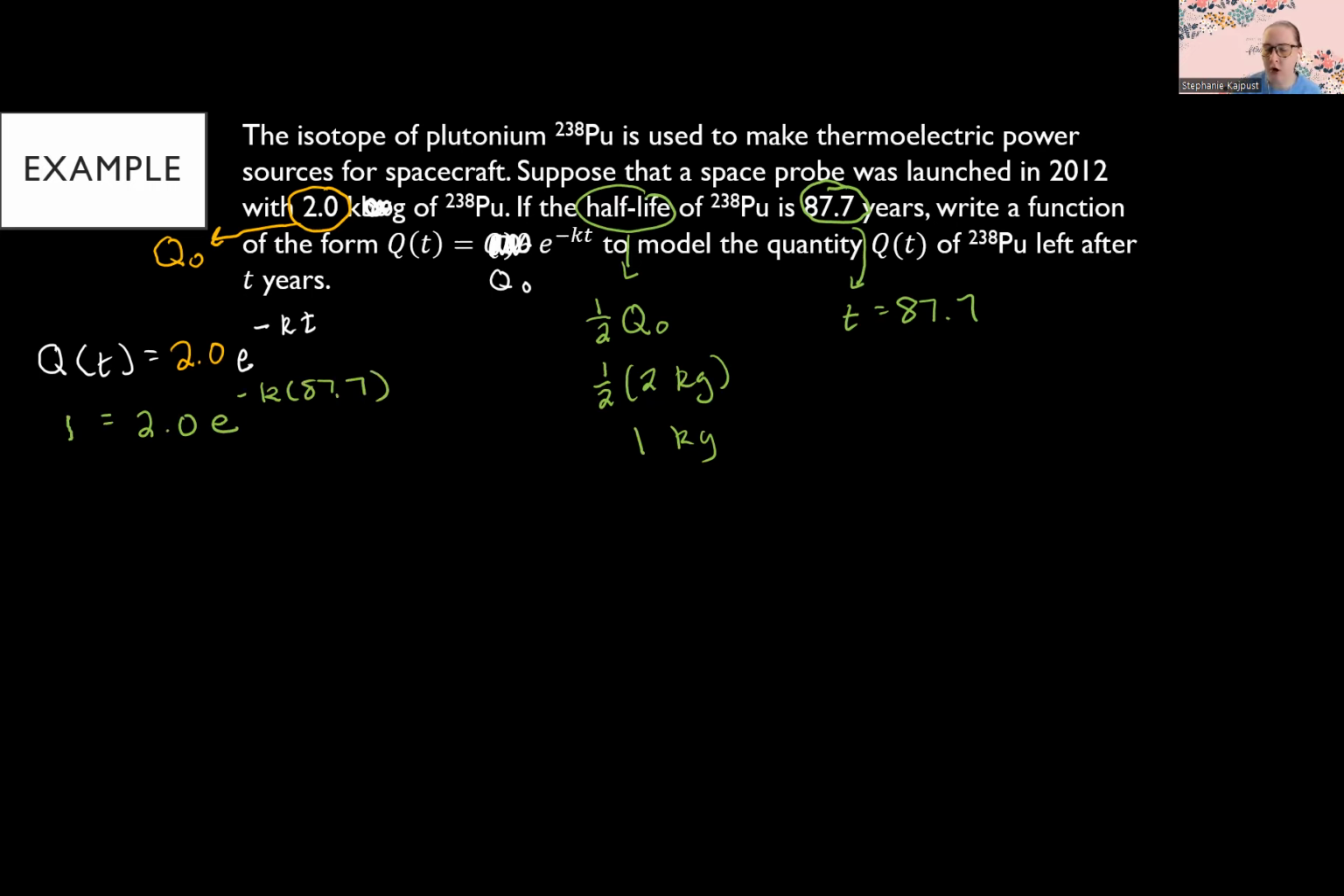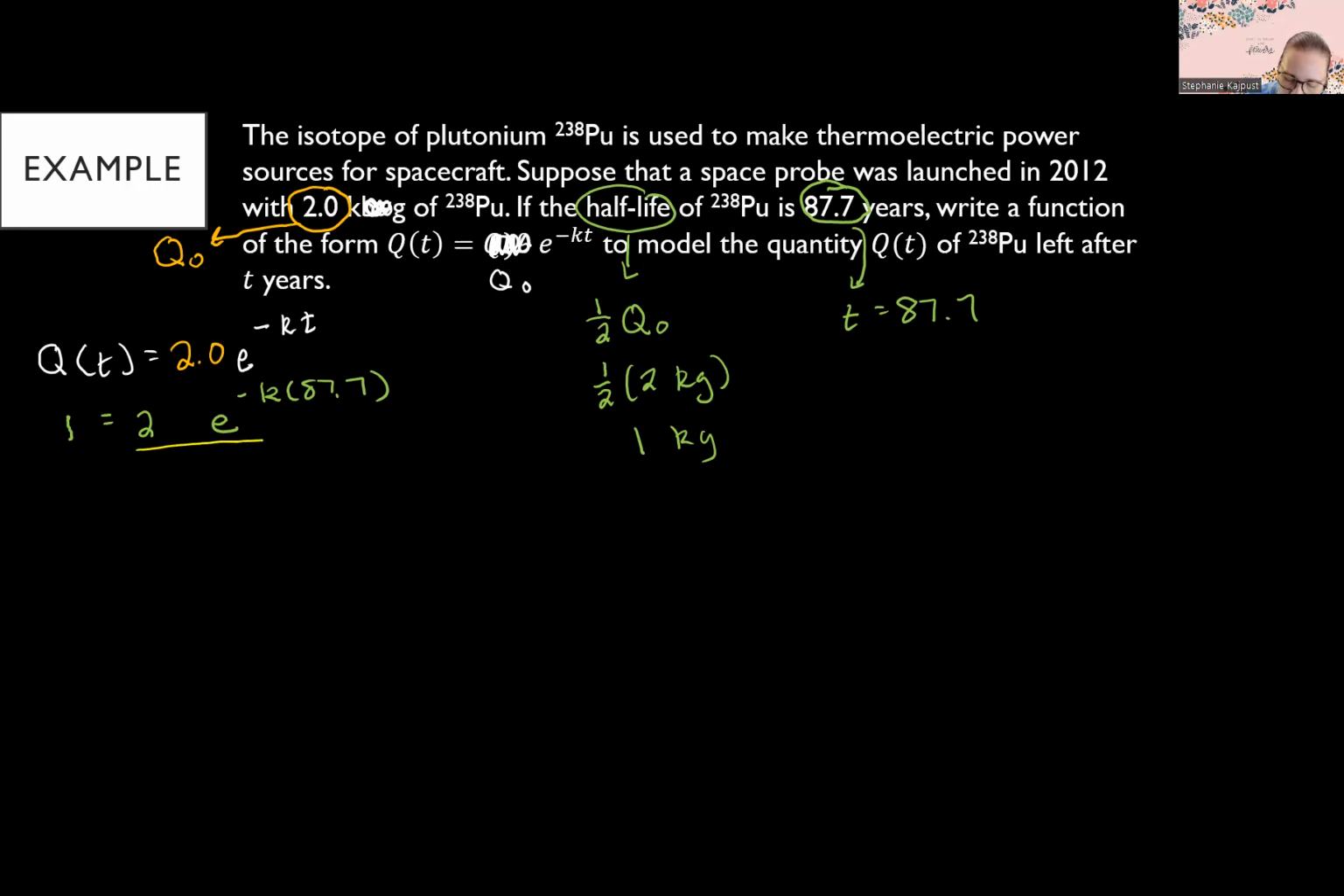So I plug in 1 for my Q, because that's after whatever, and I don't have to use 2.0. I can just use 2. 1 equals 2 times e to the negative k, and then we're plugging in for t 87.7, because that's after how many years we get half of the amount. And so now we want to solve for k.